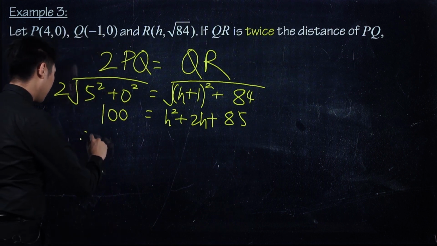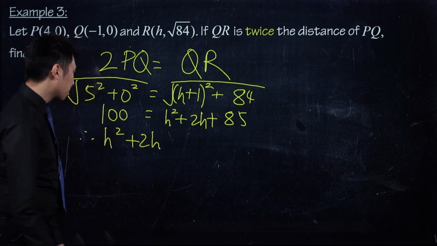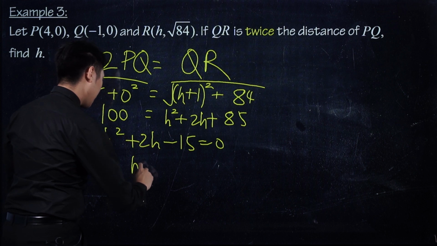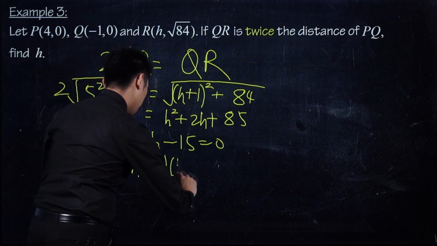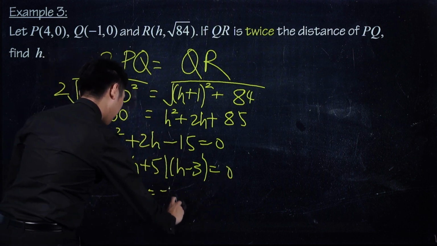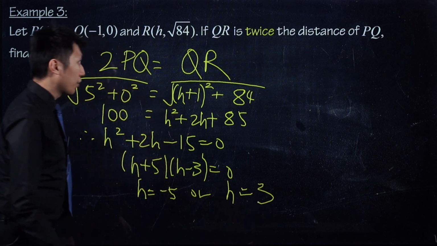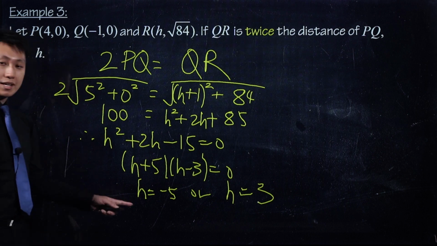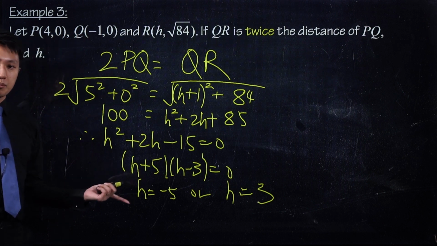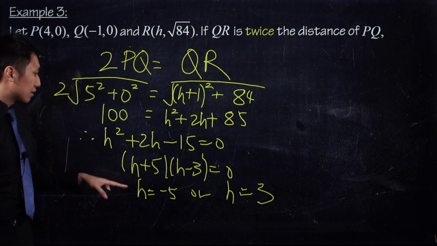Hence, I have h squared plus 2h, 85 minus 100, so minus 15 is equal to 0. So it will give me h plus 5, h minus 3 is equal to 0, and h will be equal to negative 5, or h is equal to 3. Okay, so you have these 2 answers. Same idea as just now. Distance from here to here is 1, then distance from here to here is maybe 2. So you will get 2 points here. h equal to negative 5, you get this. h equal to 3, you get this.